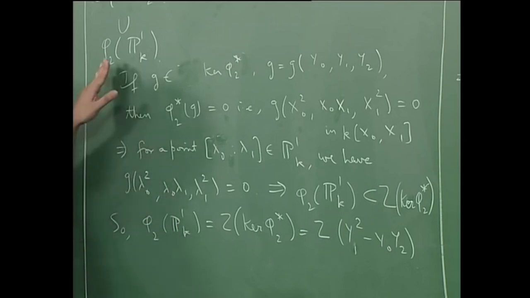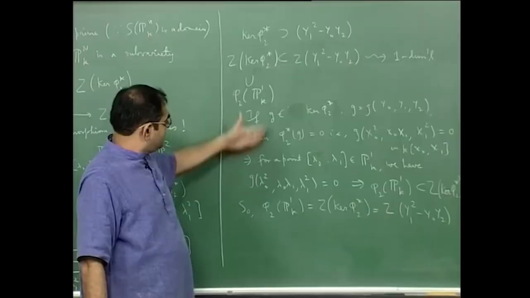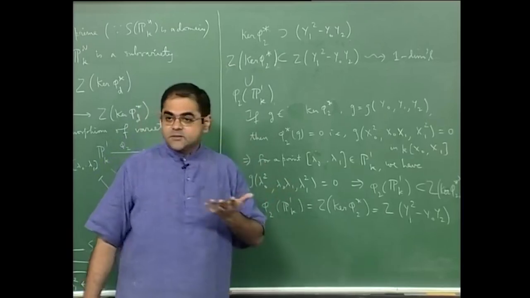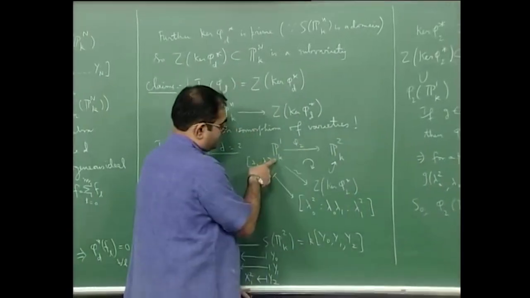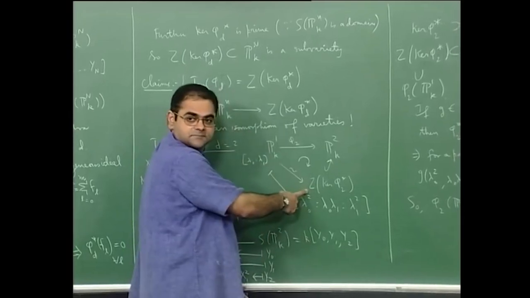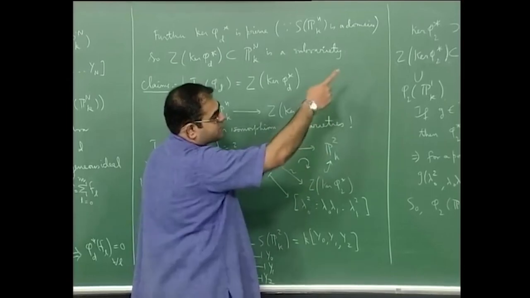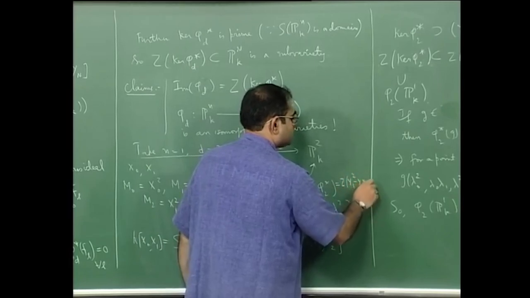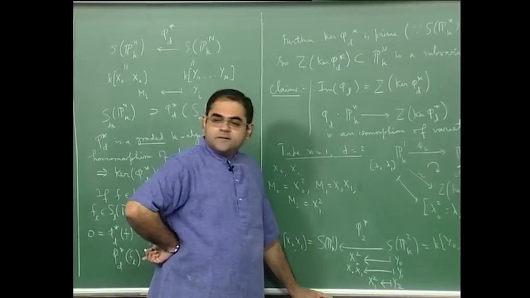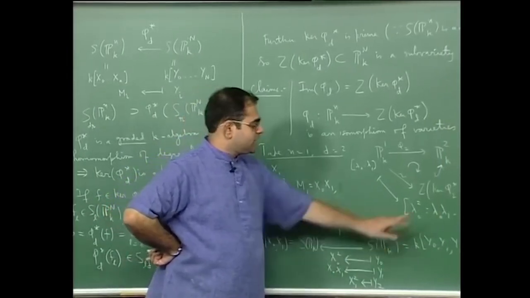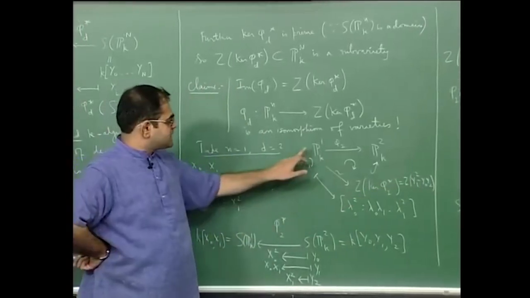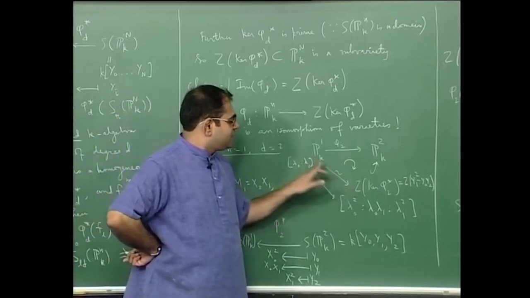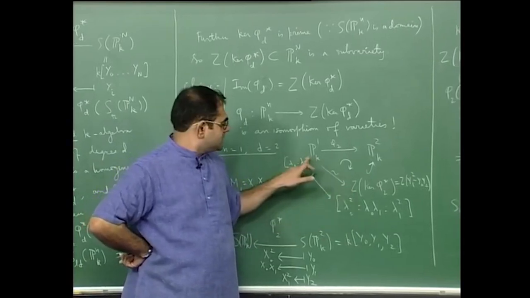And in fact, what I want to say is that this phi 2 gives an isomorphism of P1 with this zero set, which is the zero set of y1 squared minus y0 y2. These two are equal for dimension reasons, and this is an isomorphism of this with that. And in fact I am saying this is even an isomorphism of varieties.